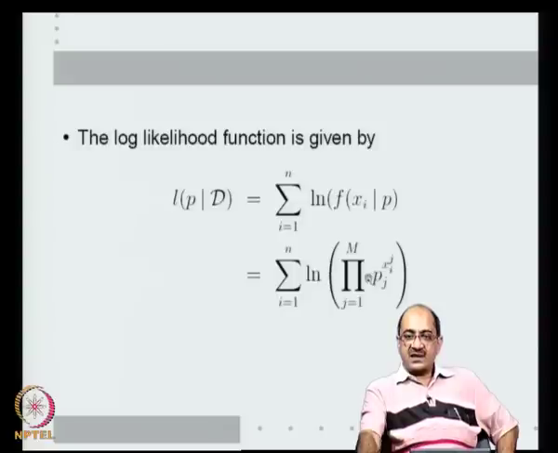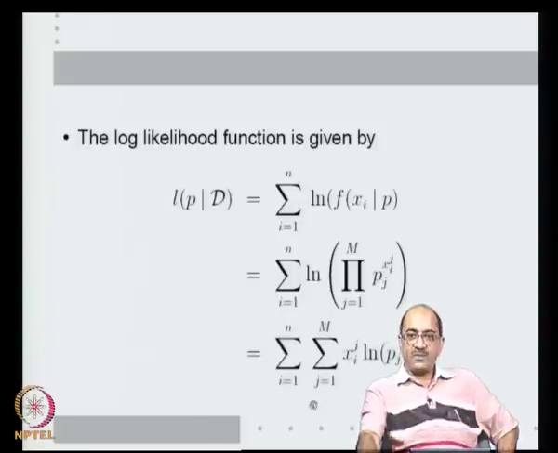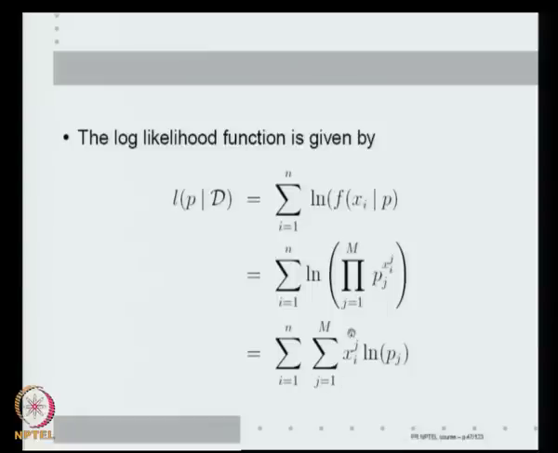Now, because of the ln, the inner product also becomes a sum. So, my log likelihood now becomes the sum over i equal to 1 to n, j equal to 1 to m, of x_ij ln p_j. This is my log likelihood as a function of p, and this is what I want to maximize to find my p's.